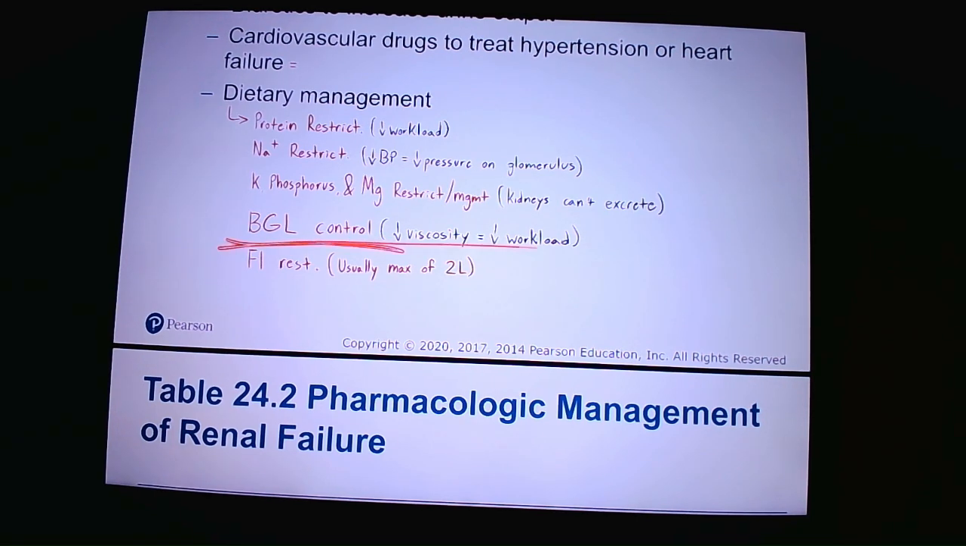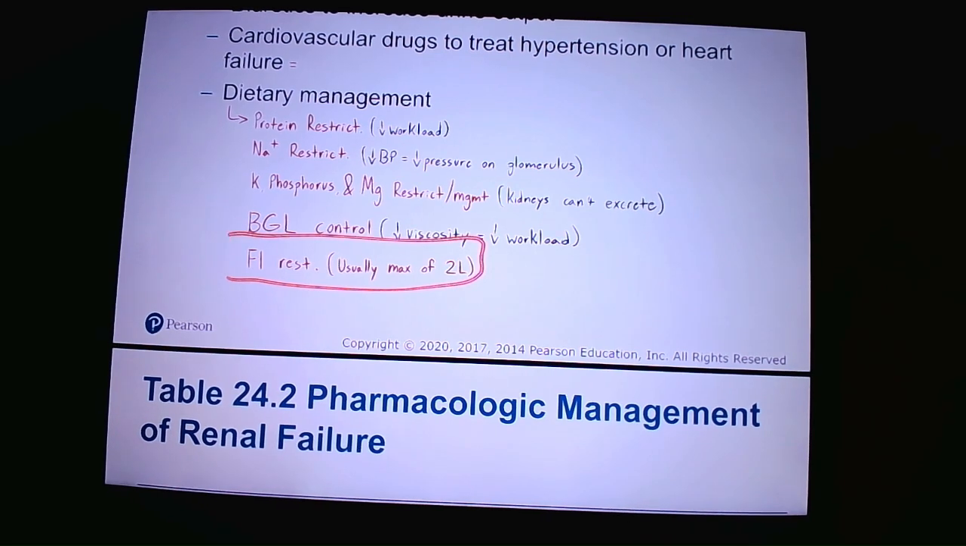Blood glucose control. We also need to control blood glucose, because what did we talk about earlier? Blood glucose makes our blood thicker. If we make the blood thicker, the viscosity is high and the workload is high. So if we lower viscosity, we lower the amount of work that the kidneys have to do.